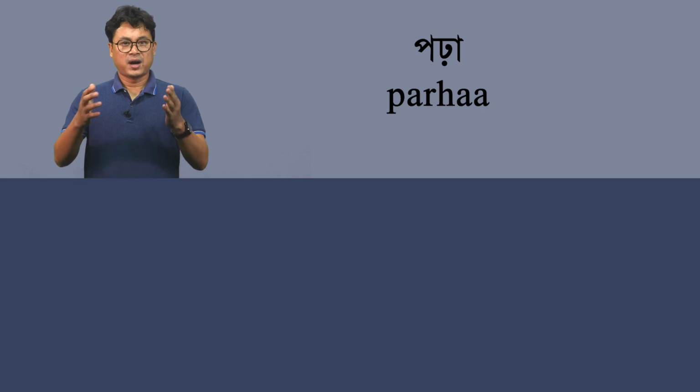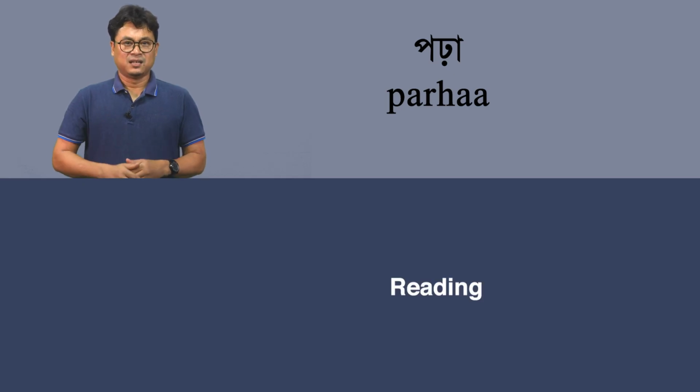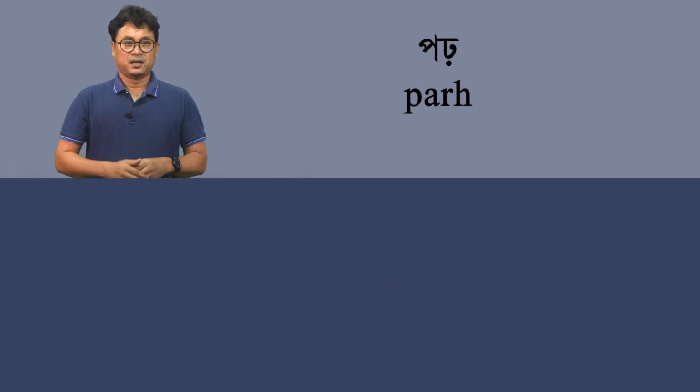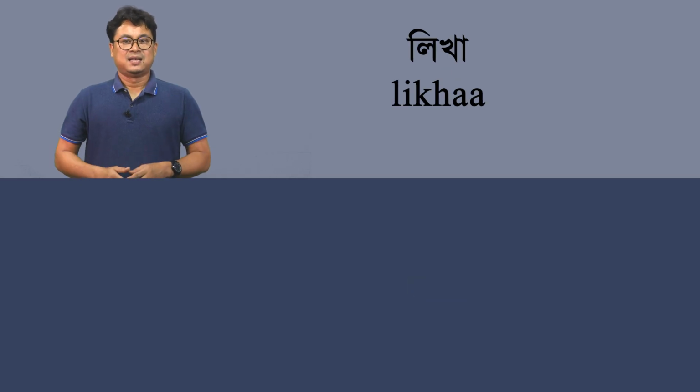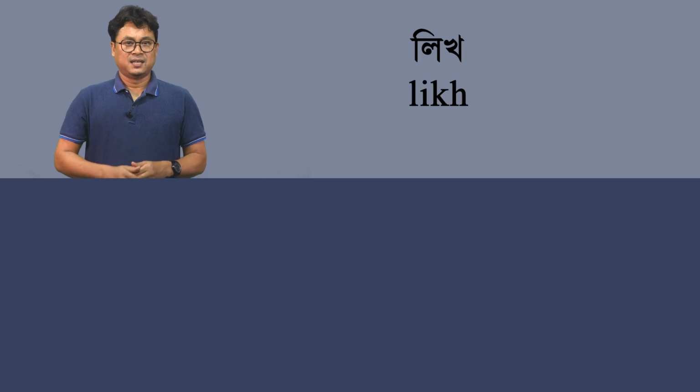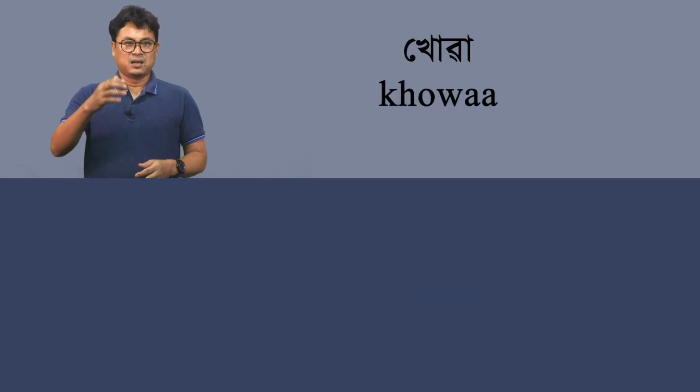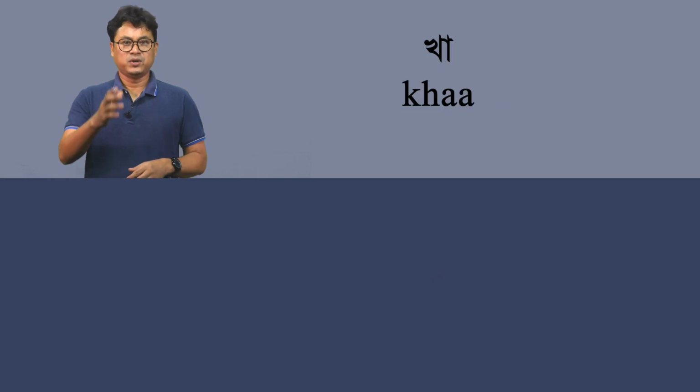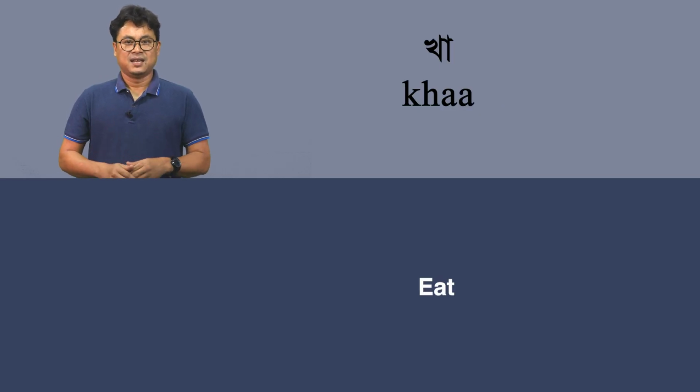For example, porha. Porha means reading, from the verb por, which means read. Likha, meaning writing, from the verb lik, which means write. Khua means eating, from the verb kha, which means eat.